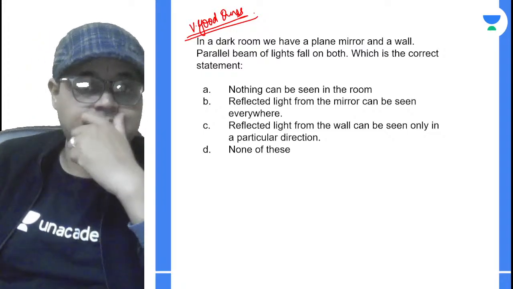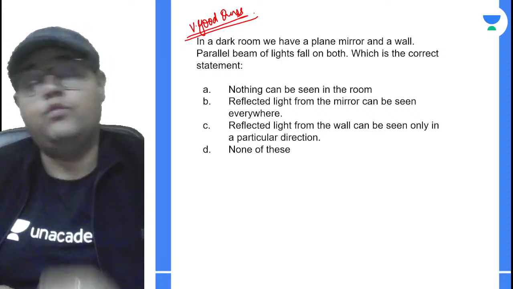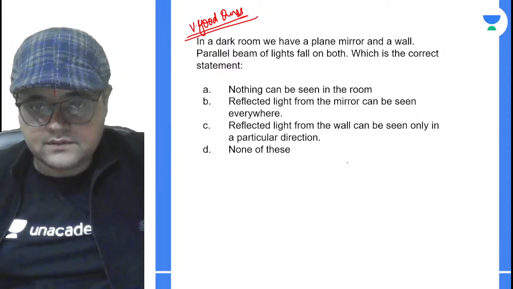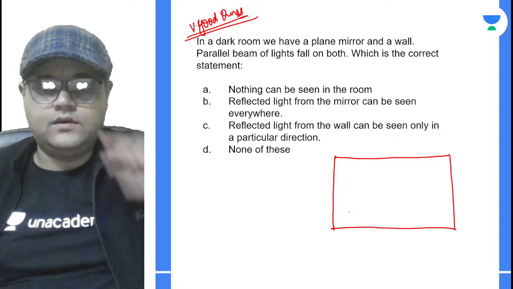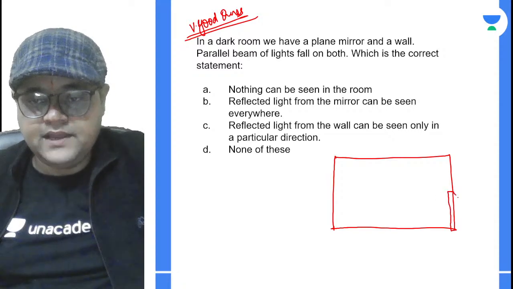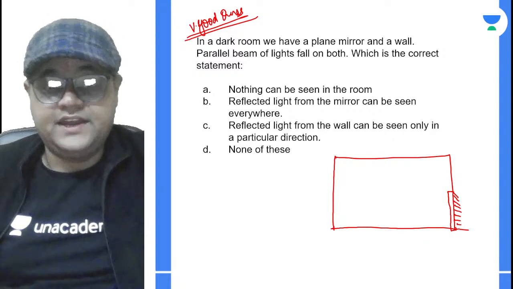The question says, in a dark room we have a plain mirror and a wall. Fine. Let us assume this is a dark room. These are the four walls, and we have a plain mirror. So this is a plain mirror. This has to be a polished surface. Which is the correct statement? Now you have to find the correct statement.